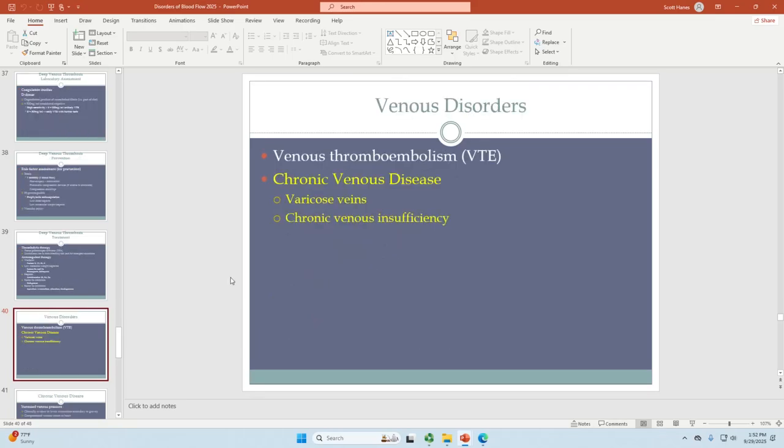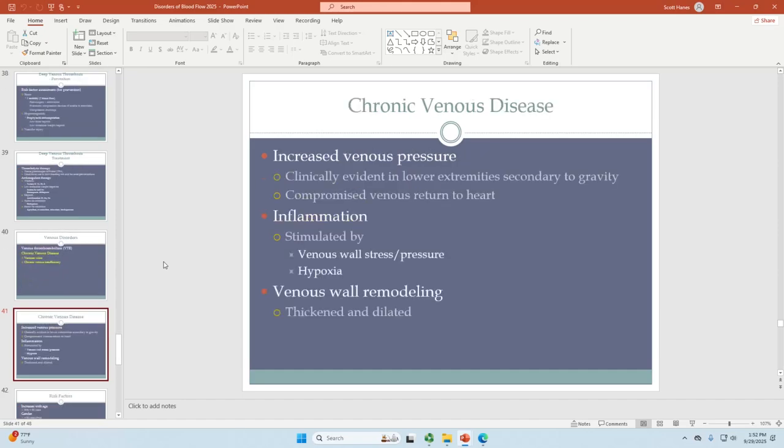Okay, lastly we'll go quickly through venous disorders and then we'll take a break. All right, or I should say the second venous disorder is chronic venous disease, real quickly.